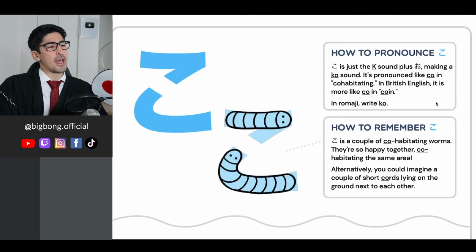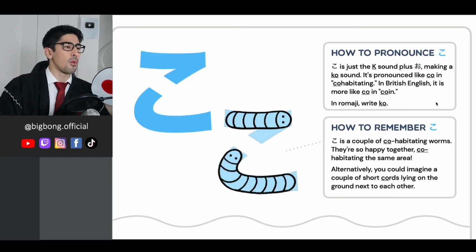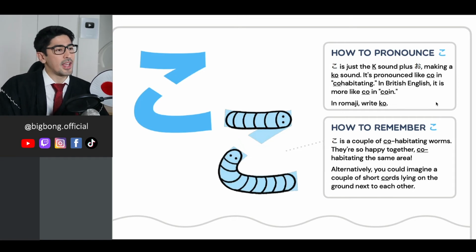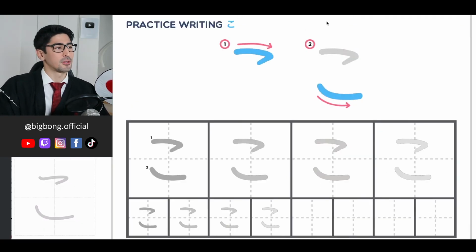Ko. Ko is pronounced like ko in cohabitating. In British English, it is more like ko in coin. How to remember ko? Ko is a couple of cohabitating worms that are so happy together, cohabitating the same area. Alternatively, you could imagine a couple of short cords lying on the ground next to each other. And 2 strokes. 1, 2. So left to right and left to right again with a little angle here.